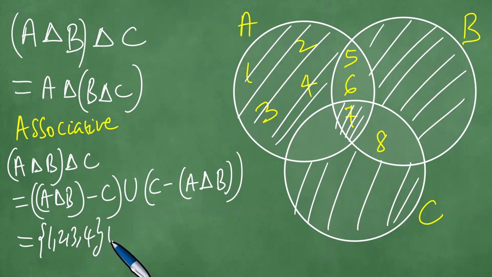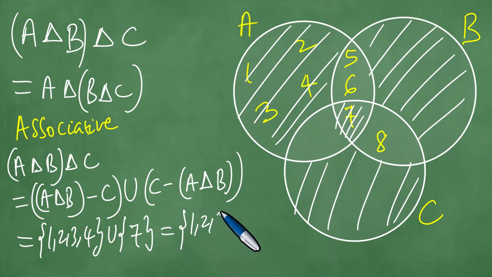Union. From the set C, remove the symmetric difference of A and B. So you're going to be removing this part, you're going to be removing that part, and therefore you're going to be left with what? From C, you're going to remove this part, but this actually is going to be left out, 7. And therefore, this means that you have 1, 2, 3, 4, 7.